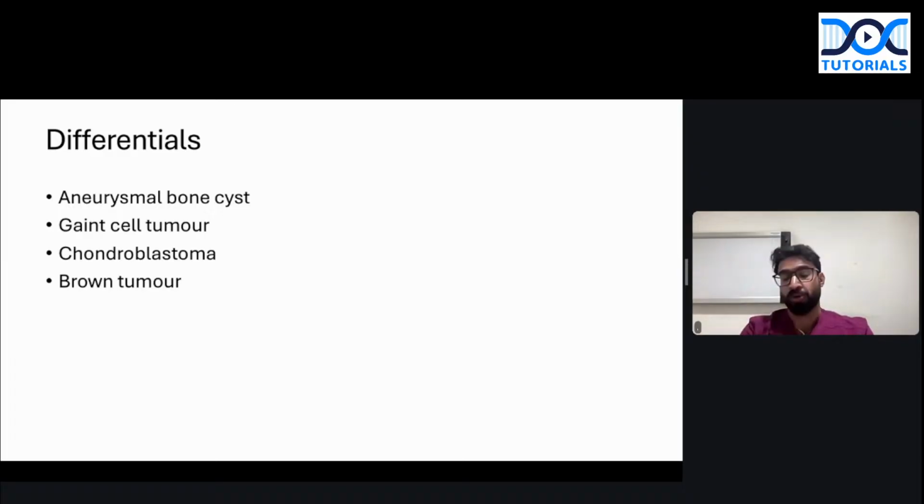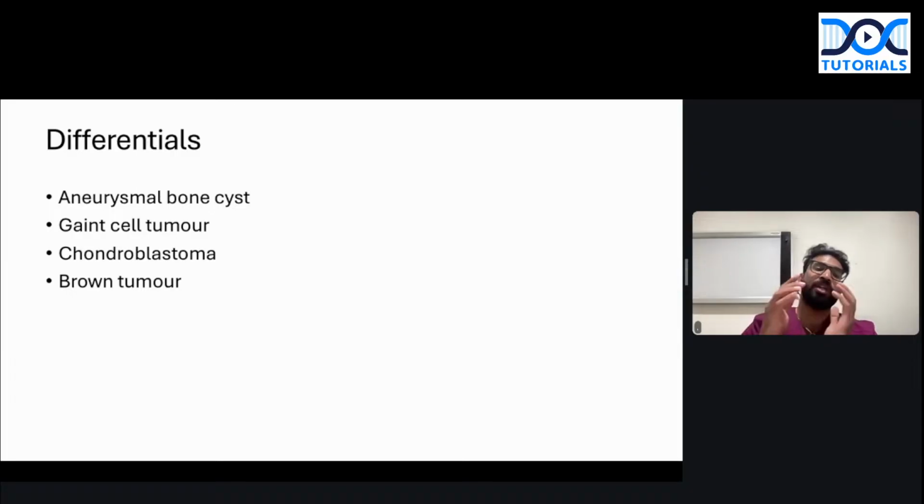Coming on to the chondroblastoma, it is usually seen in 10 to 20 years of age. Even though the picture is similar, it is seen in the metaphyseal region. But the only thing you see is that the physis is still open in chondroblastoma. So that's what differentiates it from a giant cell tumor as well. I hope you guys have understood how I'm trying to differentiate.